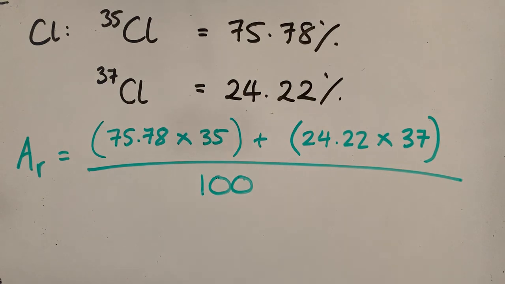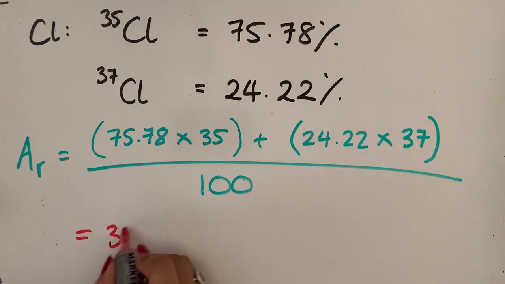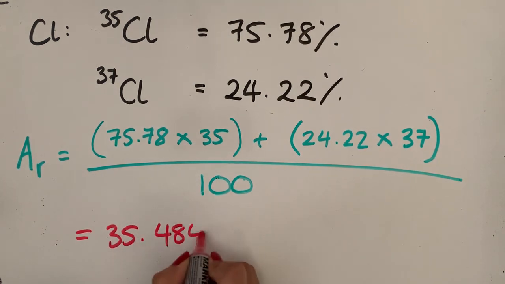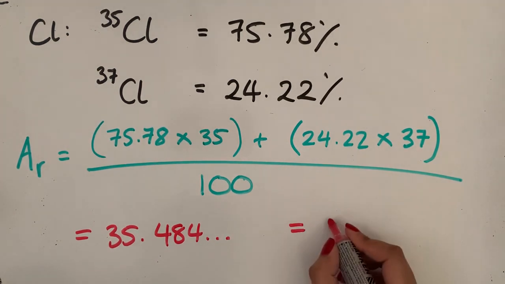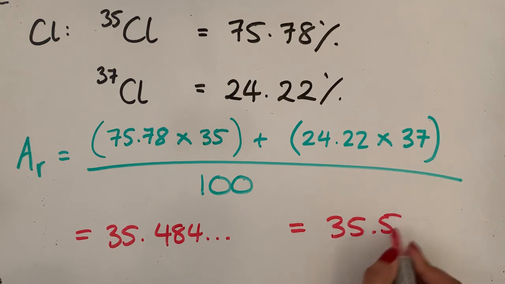Plugging that carefully into your calculator, you get 35.484, and so on. And to 1 decimal place, that rounds to 35.5, which is the value you get in the periodic table.